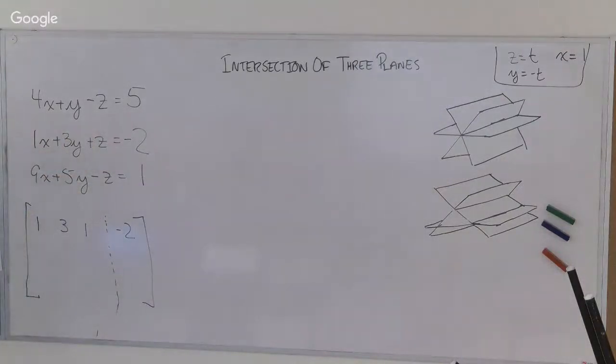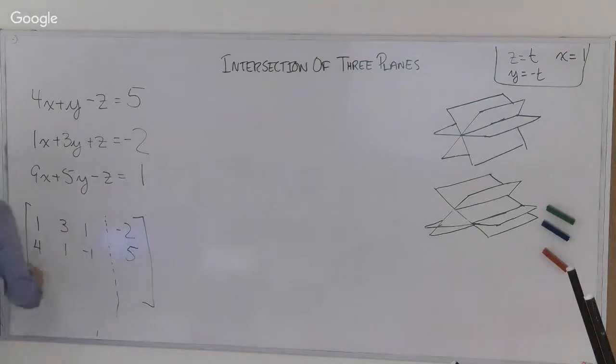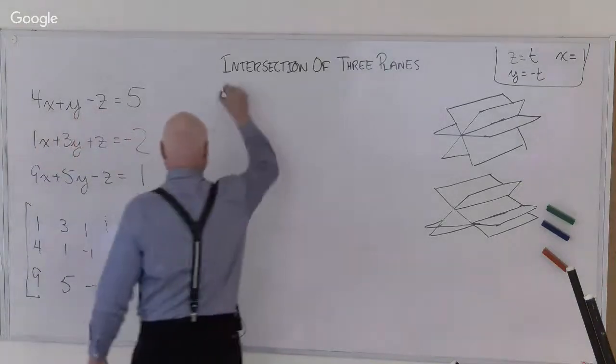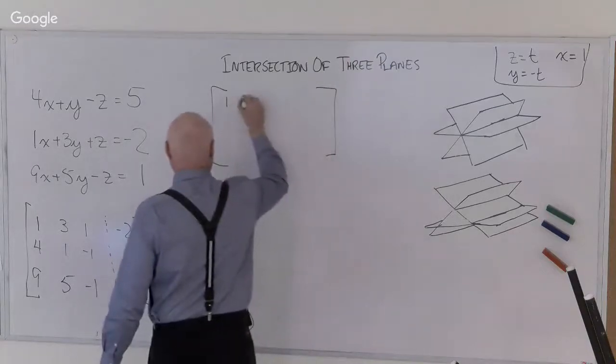So I'm going to put equation 2 in this position for 1, -1, 5. And I'm going to put equation 3 down here: 9, 5, -1, 1. Good. Happy with the first line. No fractions, too.